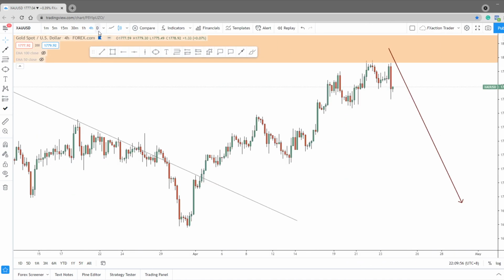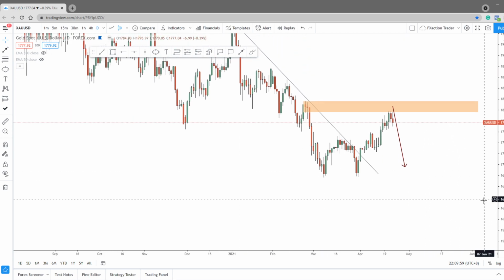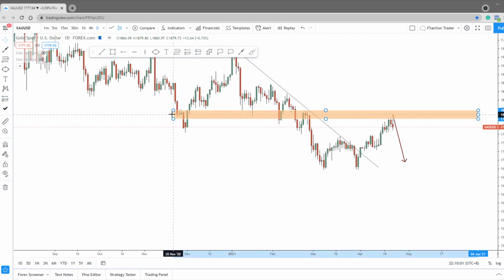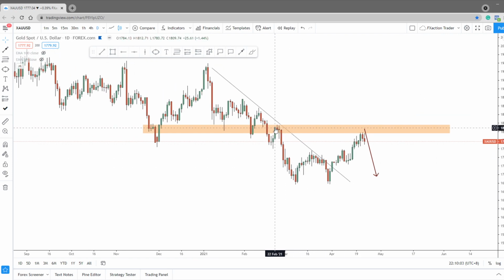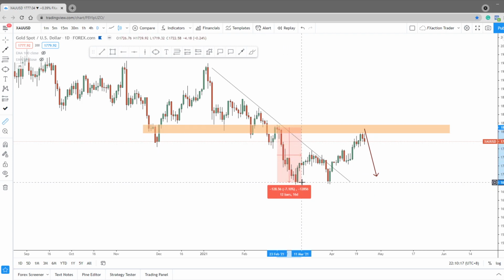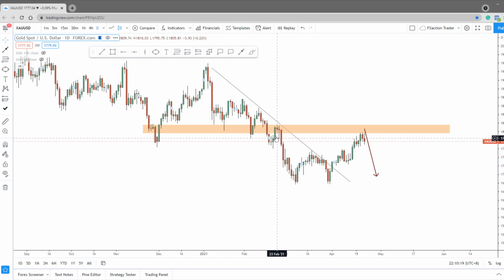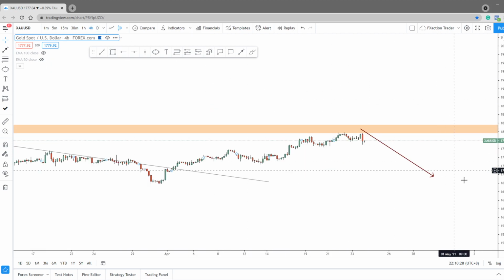So gold on the daily chart, the market is now at a very strong resistance level. This level was tested previously around 1809, and we had a massive drop of around 1200 pips after this zone was retested. This week, we can see that the market is going to retest this zone again on H4.